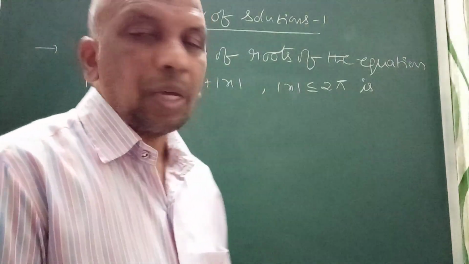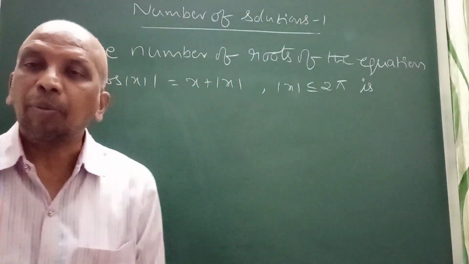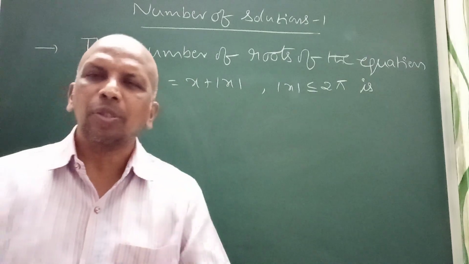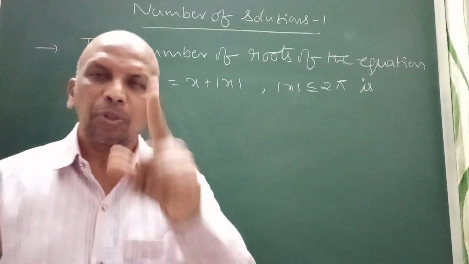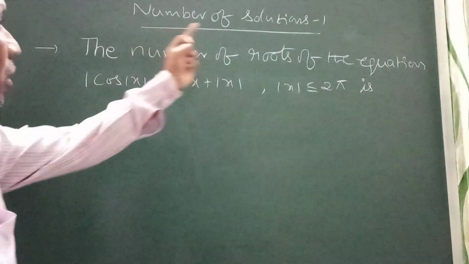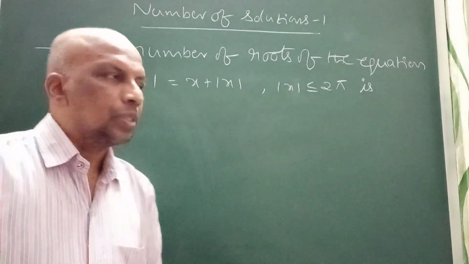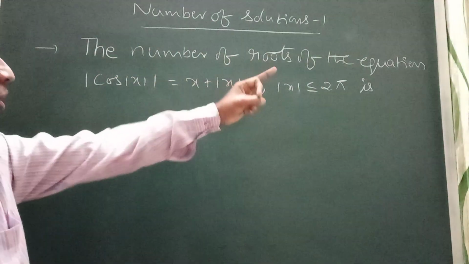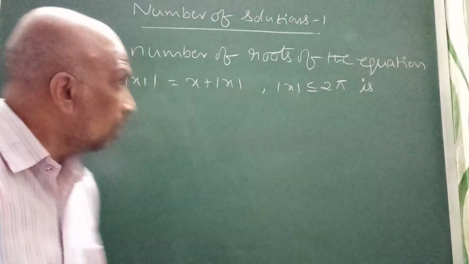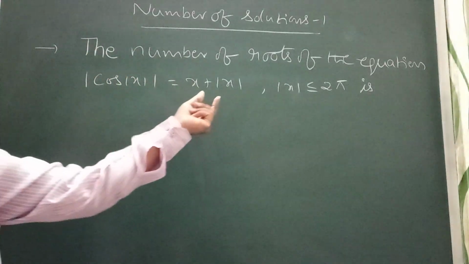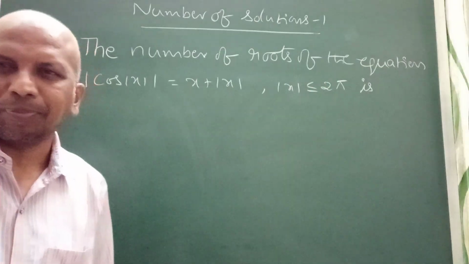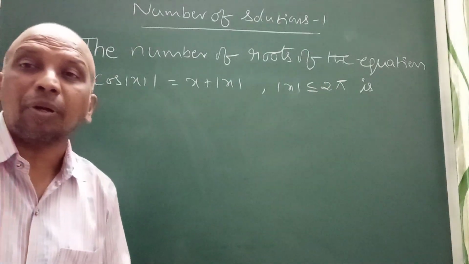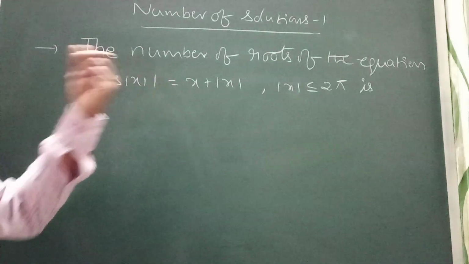Dear students, I'm going to explain the number of solutions. This is the most important concept. If you take any entrance exam, minimum one question should be there related to the number of solutions. Now here, the number of roots of the equation |cos x| = x + |x|, where |x| ≤ 2π. They are asking the number of solutions of this equation.